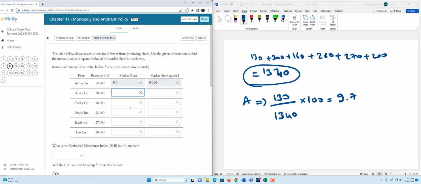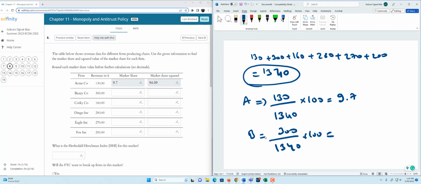And you can continue doing that. You can find out the market share for the remaining companies. I will do one more and then you will do the rest of it on your assignment. So Buzzy, 300 divided by 1340 times 100.